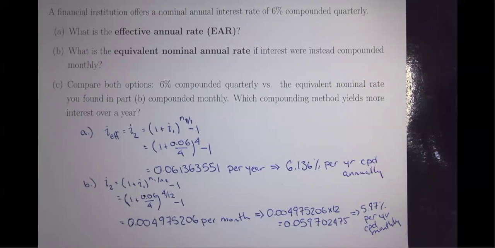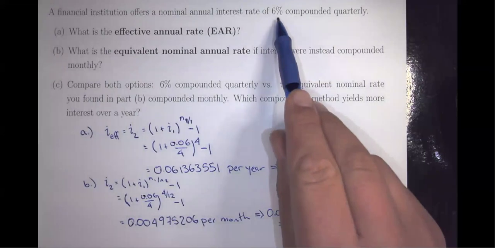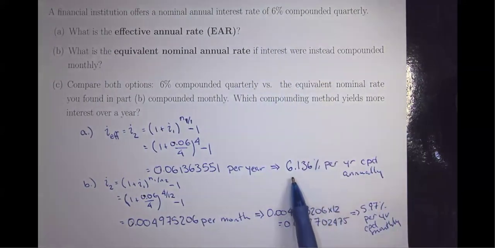They'll all give you the same amount of interest over 1 year. So if you did a calculation that was $100 at 6% compounded quarterly for 4 quarters, or 6.136% compounded annually for 1 year, or 5.97% compounded monthly for 12 months, you would end up with the same future value. That's what makes these rates equivalent.